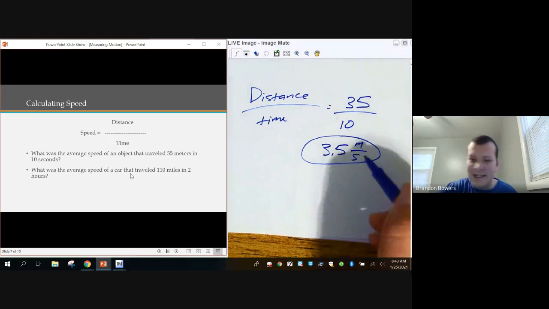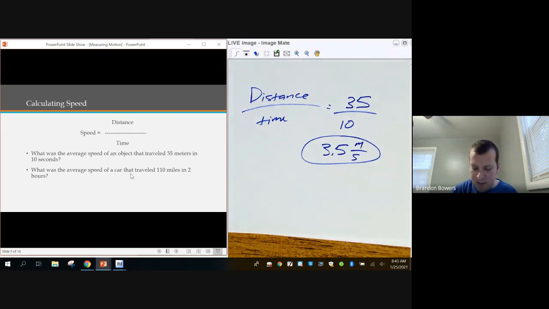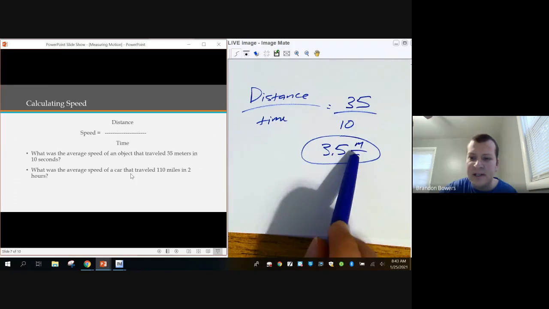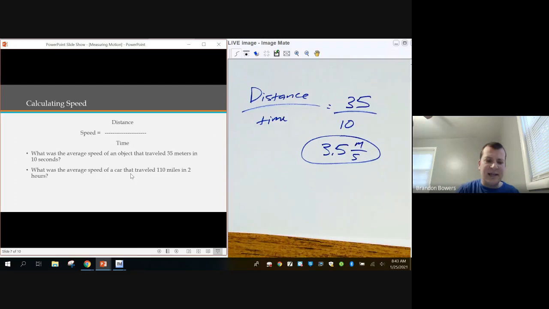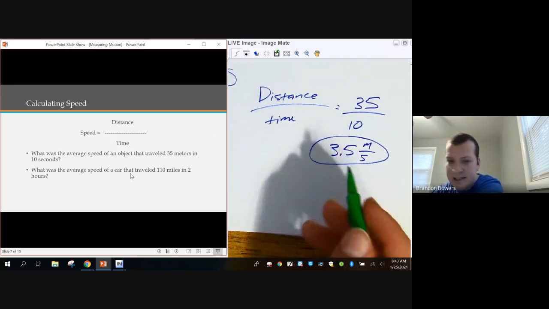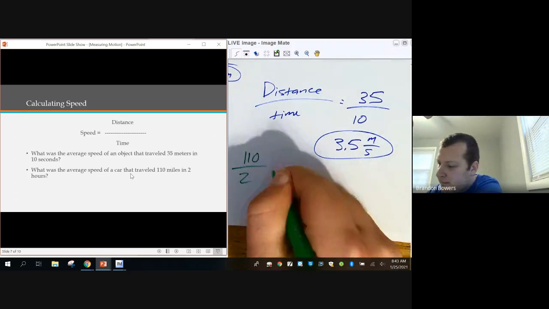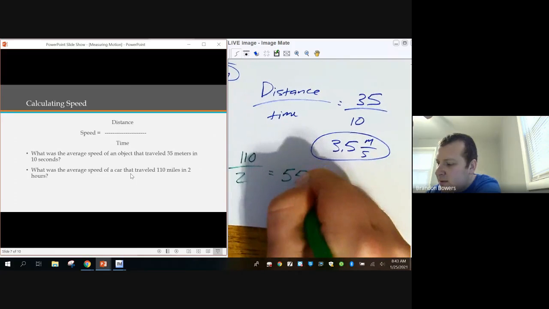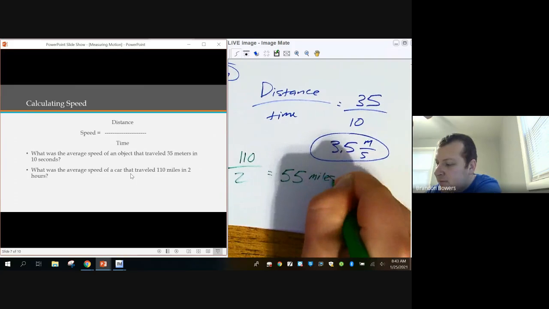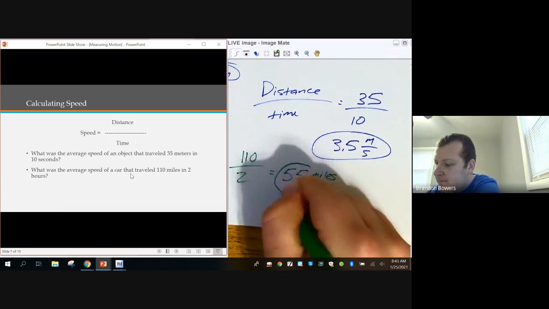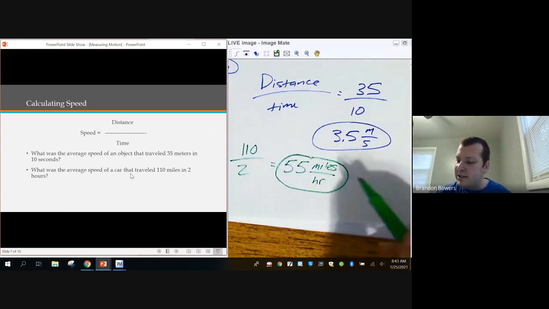And units are key. They're very, very key when solving these. Always add the units, meters per second, because if you look at the next example, what is the average speed of a car that traveled 110 miles in 2 hours? Well, once again, distance over time. So distance over time, the average speed should have been 55 miles per hour. All right, make sure you add your units.